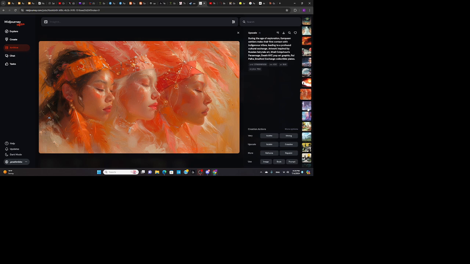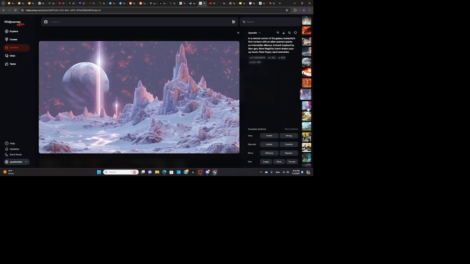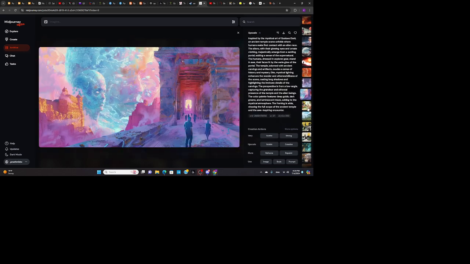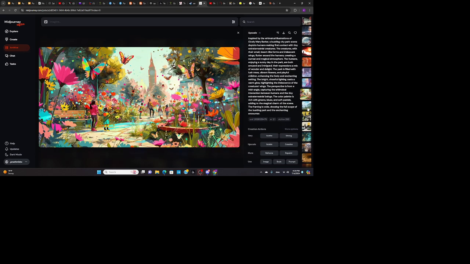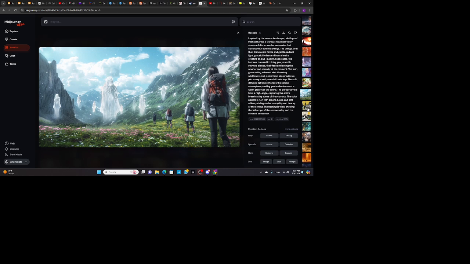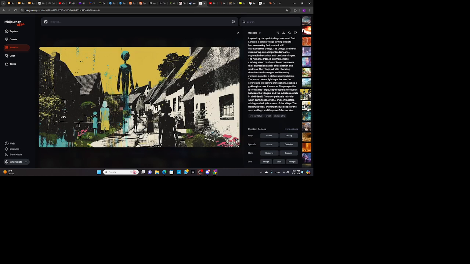Okay, these are using style references. So this still has the five styles, but this is in conjunction with the style reference. This is a pretty nice one. Pretty happy. Yeah, a lot of these are quite interesting.